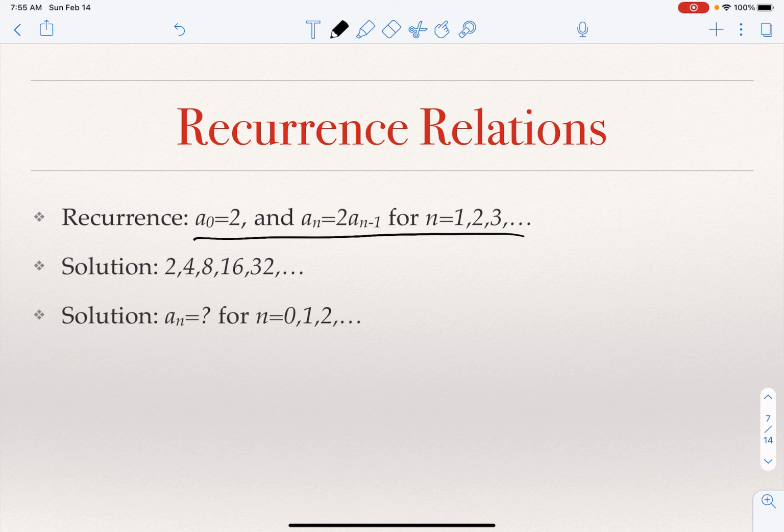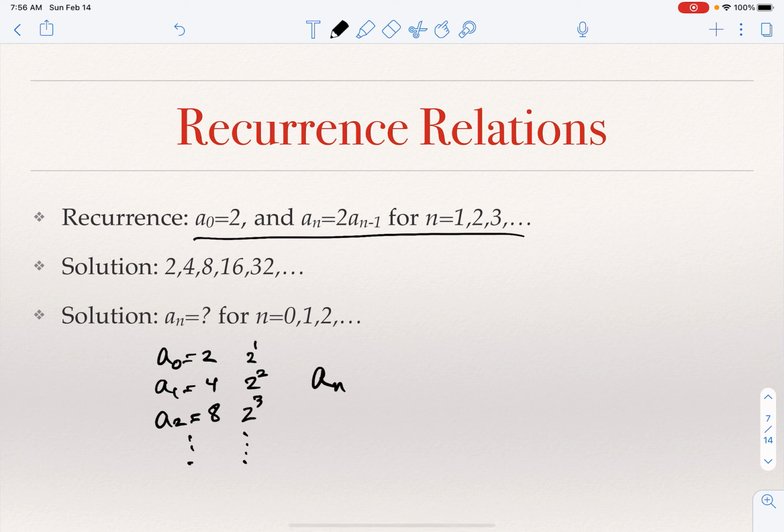So the first element would be 2, the second will be 4, the third will be 8, then 16, 32. You will immediately see a pattern here. So a0 here, if a0 is 2, a1 is 4, a2 is 8, and so on. So you see that this is 2 to the 1, 2 to the second, 2 to the third, and so on. So an would be 2 to the n plus 1.